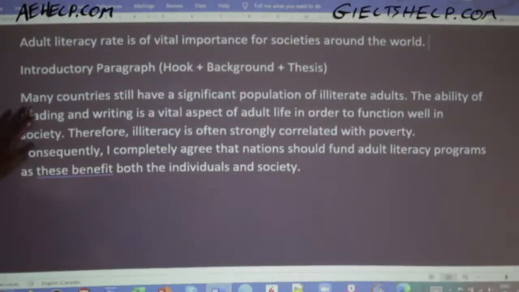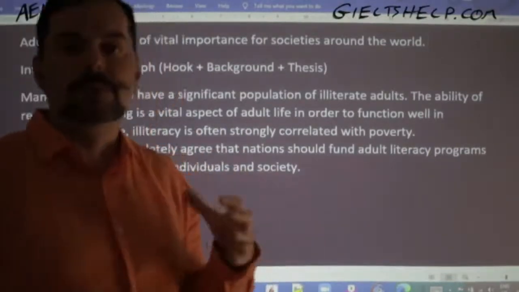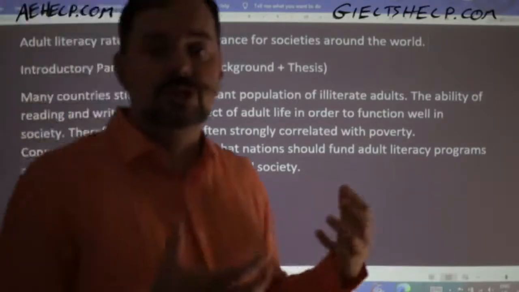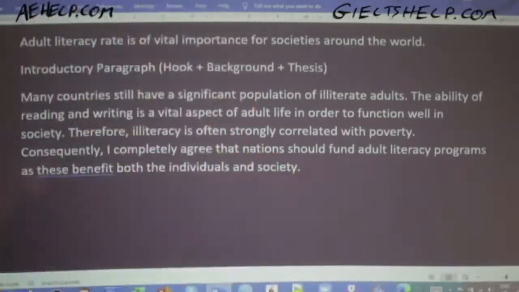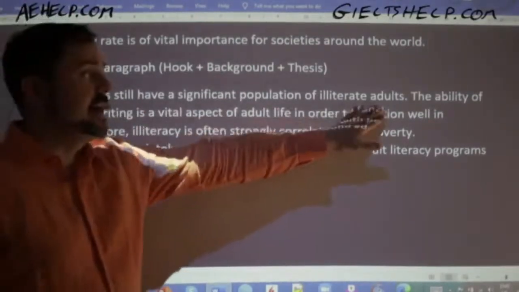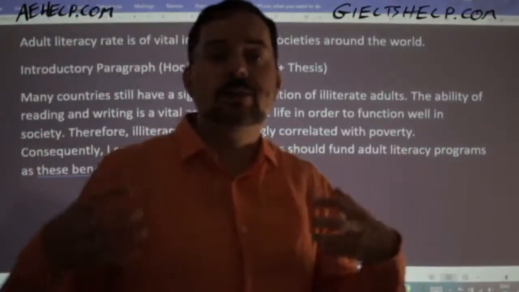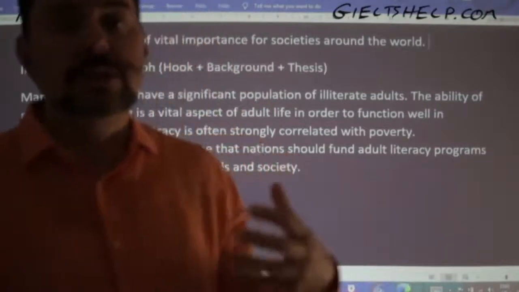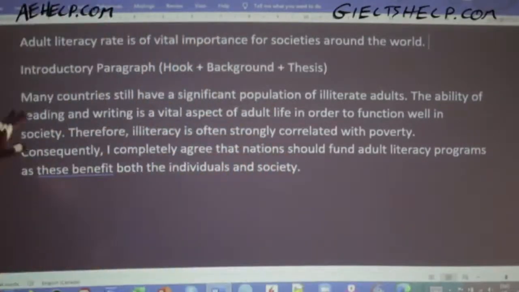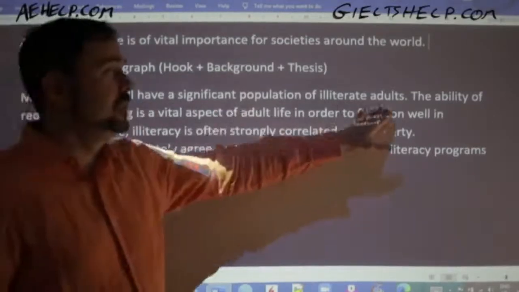I basically created this hook, which is kind of synonymous with the importance of the question in the background, but I thought it was fitting for this topic. So many countries still have a significant population of illiterate adults, okay? And that is one way to look at the hook, is why are we asking this question? So what are we targeting with this topic? So here, many countries still have a significant population of illiterate adults.